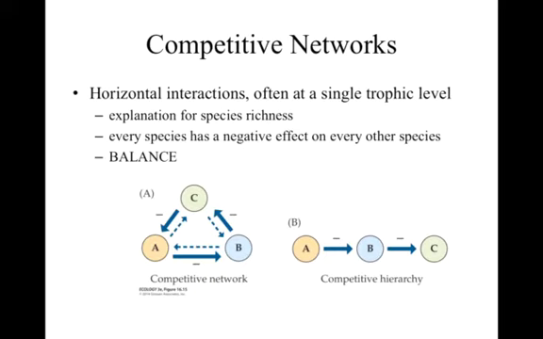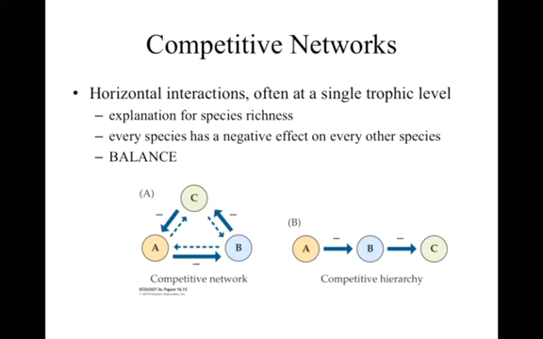So in the one case, you might have a competitive hierarchy where A is better than B and B is better than C. That doesn't necessarily lead to coexistence as easily as when you have a competitive network where A inhibits B, B inhibits C, but then C turns around and inhibits A. So again, it's like rock, paper, scissors. Scissors is never the best, rock is never the best, and paper is never the best. You never know what's going to be the best because it's that tripartite interaction between all three.